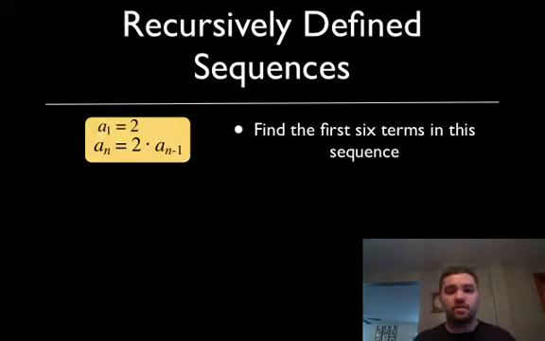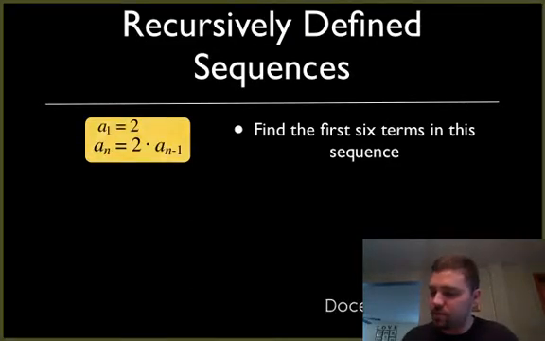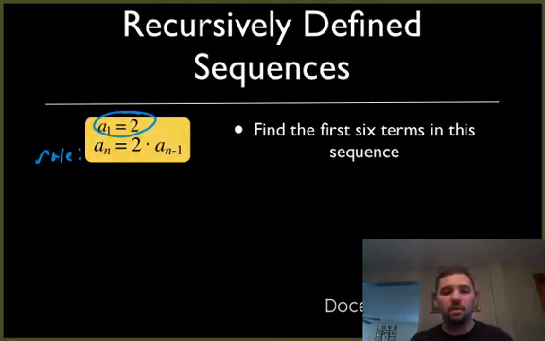Recursively defined sequences. These are sequences that depend on the previous term. You need 2 things for a recursively defined sequence. You need the first term, because I need to know where we're starting, and then I need the rule. So a sub 1, I need that, and then I need my rule, which is a sub n equals 2 times a sub n minus 1. This a sub n minus 1 is the previous term. So for instance, if I wanted the 4th term, I would take 2 times the 3rd term. And we'll see how that works here in a second.